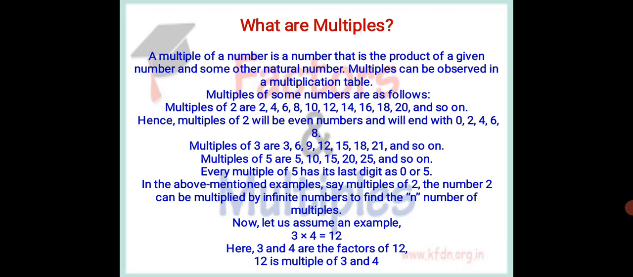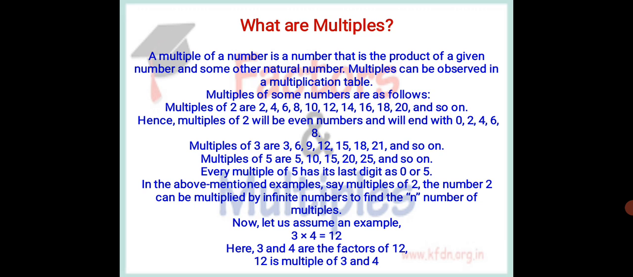Multiples of some numbers are as follows. Example, multiples of 2 are 2, 4, 6, 8, 10, 12, 14, 16, 18, 20 and so on. Hence, multiples of 2 will be even numbers and will end with 0, 2, 4, 6 and 8.